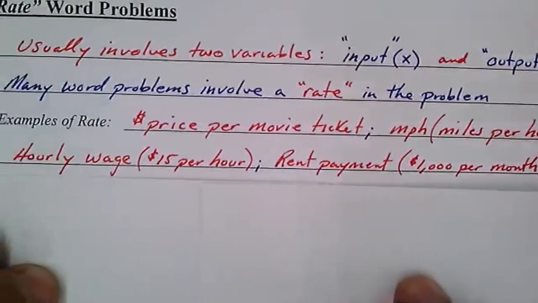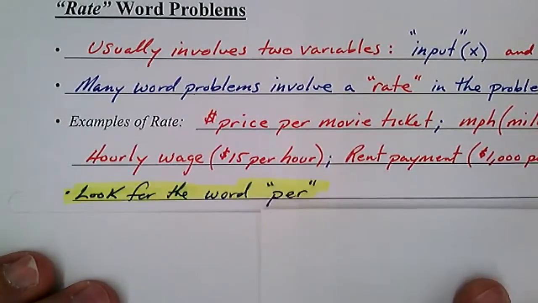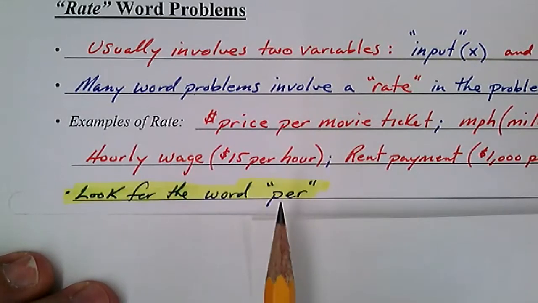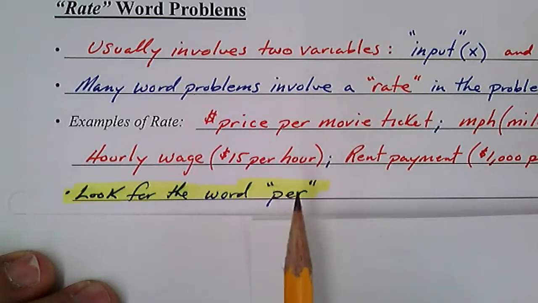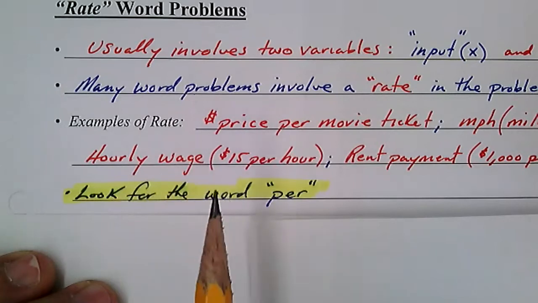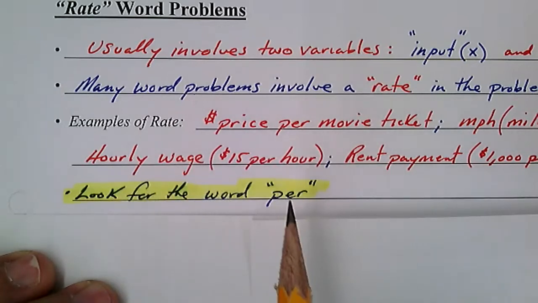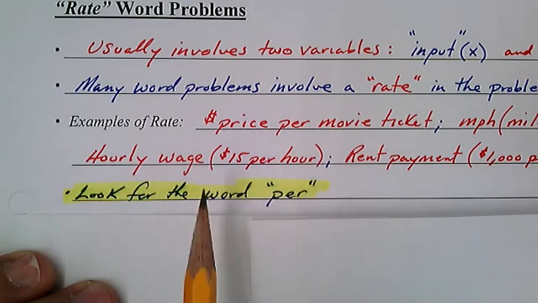Okay. A couple other thoughts here about rates. When we talk about rates, you want to look for the word per. Now, sometimes in a word problem, the word per is not actually there. You have to read and look for the meaning. For example, it might say, Jose makes $15 an hour. Well, it didn't put the word per in there, but $15 an hour means $15 per hour. That's how you know that you're dealing with a rate.